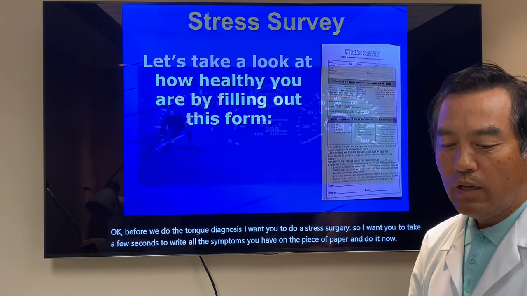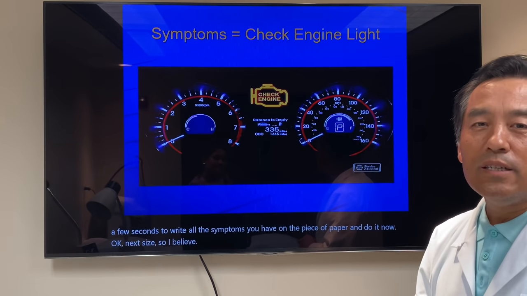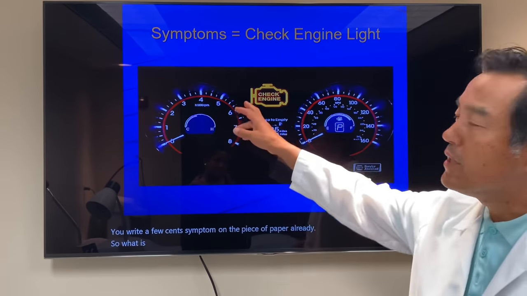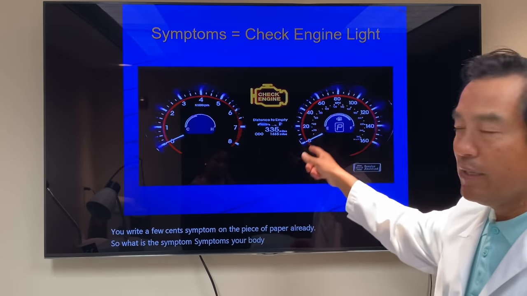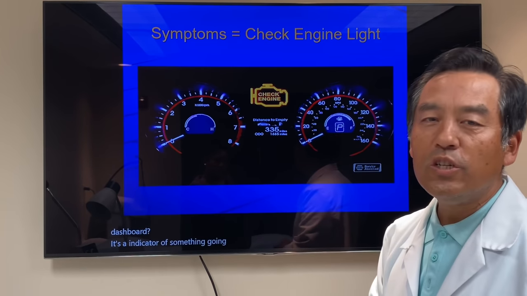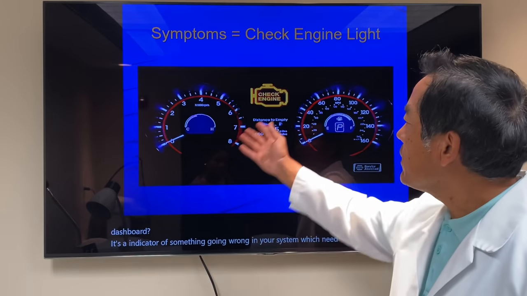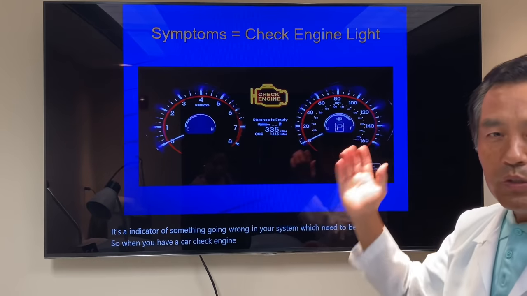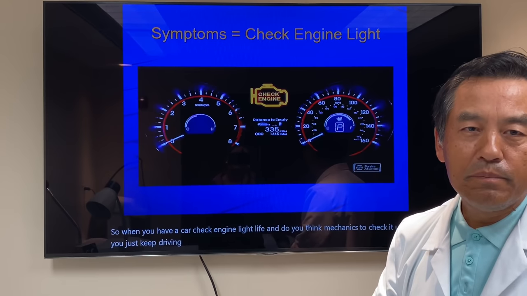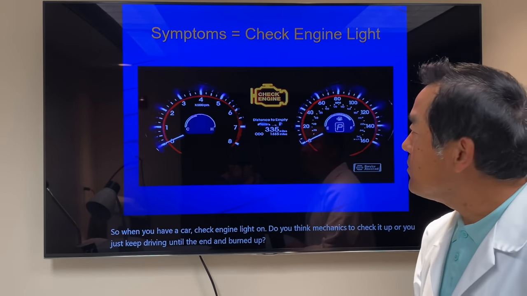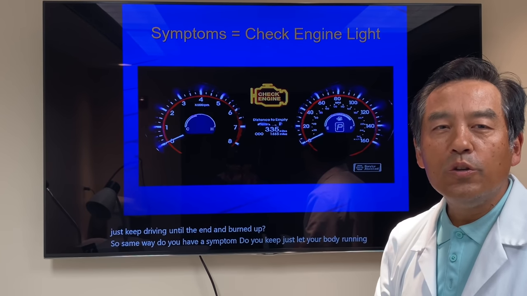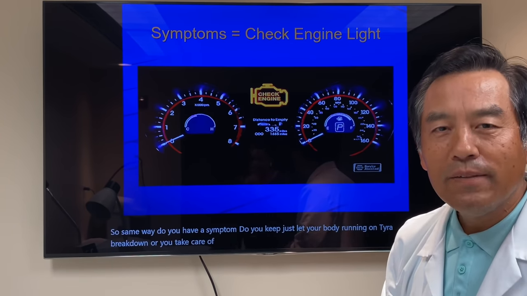Okay, next slide. So I believe you've written a few symptoms on the piece of paper already. So what is a symptom? Symptoms in your body are just like the check engine light on a car dashboard. It's an indicator of something going on in your system which needs to be fixed. So when the check engine light is on, do you take it to a mechanic to check it, or do you just keep driving until the engine burns up? In the same way, if you have a symptom, do you just let your body keep running until it breaks down, or do you take care of it right away, today? Next slide, please.